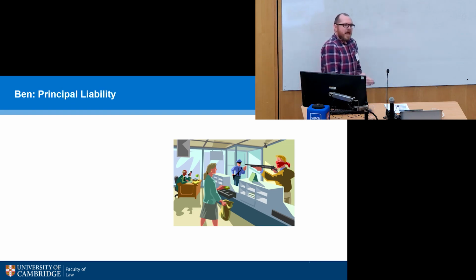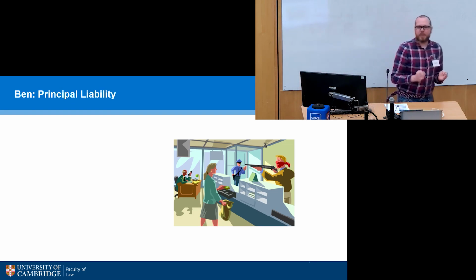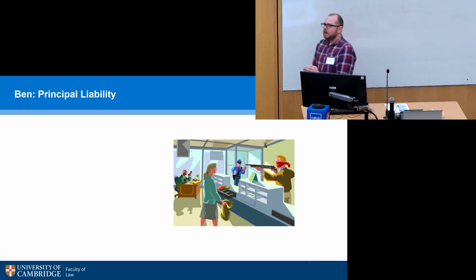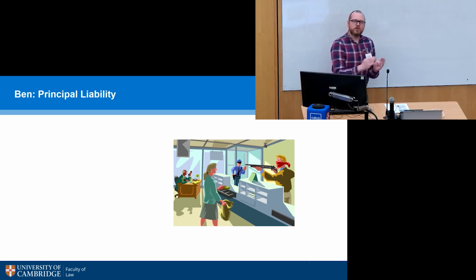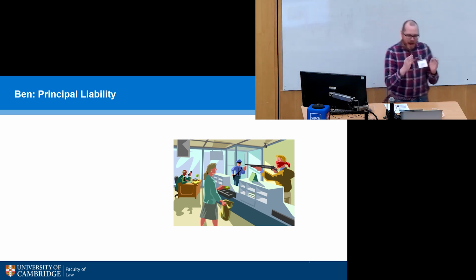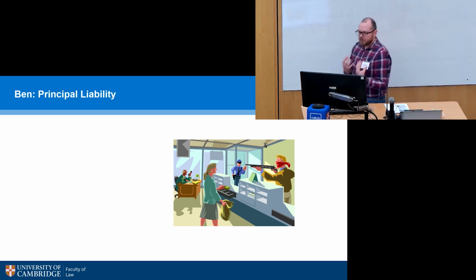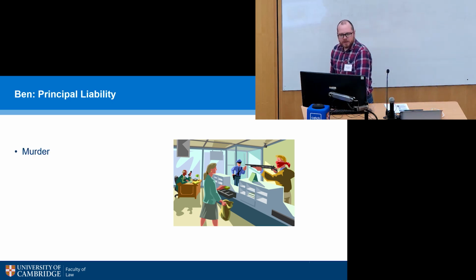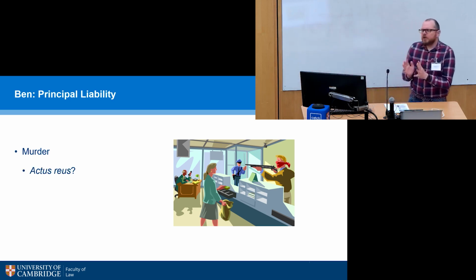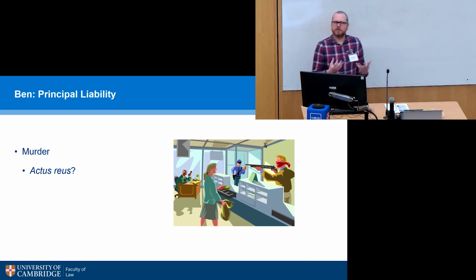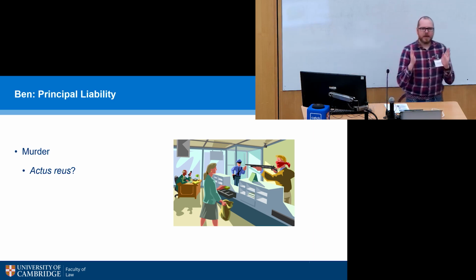Let's start with Ben. Now, when we're looking at Ben, we'll usually be looking through the lens of principal liability. And principal liability is what we use to analyze the liability of people who actually perform the actus reus and actually have mens rea. So let's see if we can get a murder conviction on these facts. In terms of the actus reus of murder, the unlawful killing of a human being under the king's peace, how many of you think that Ben has satisfied that definition?